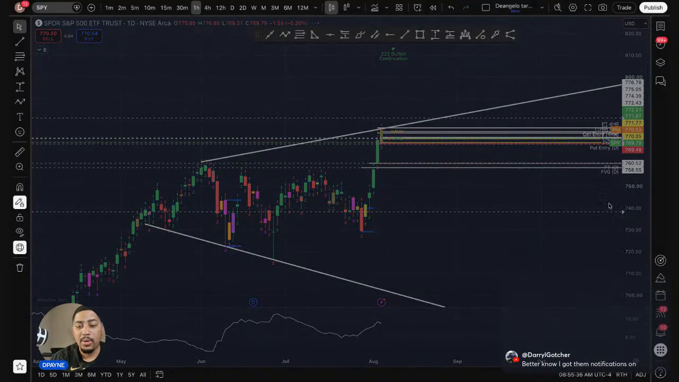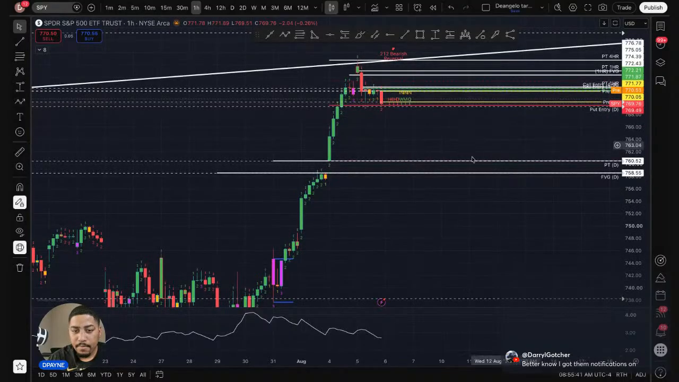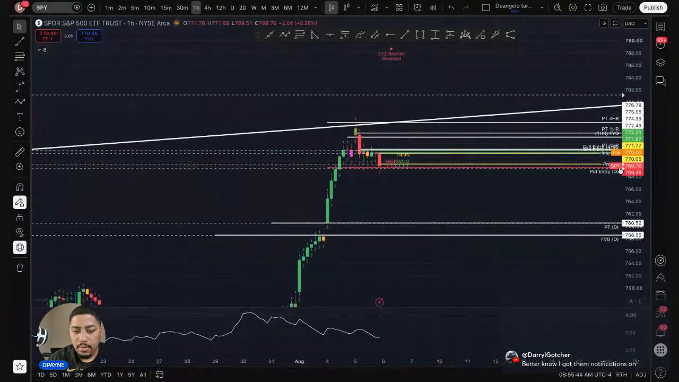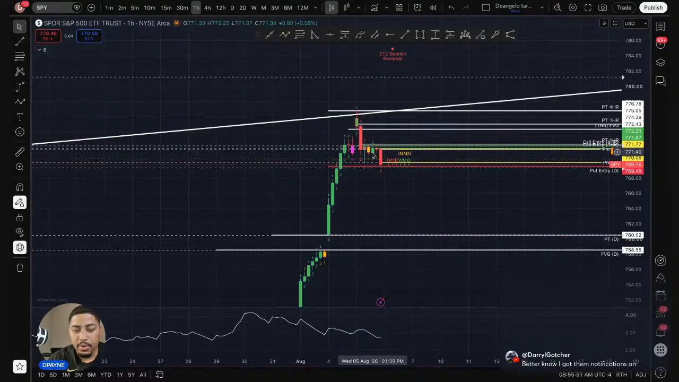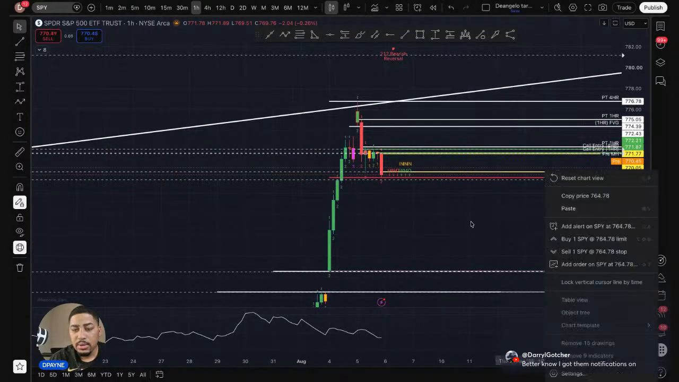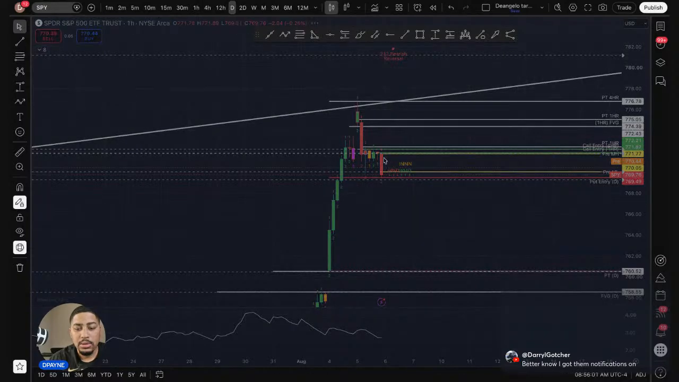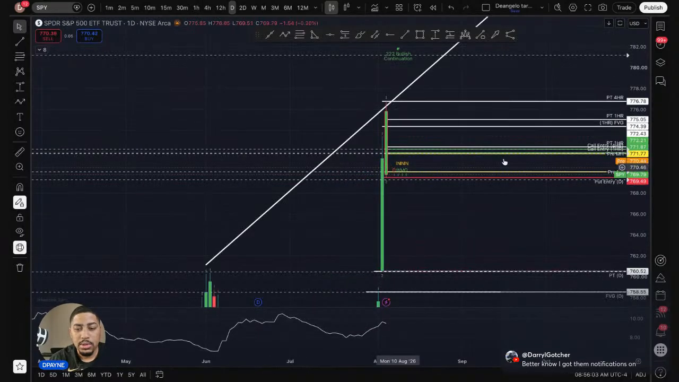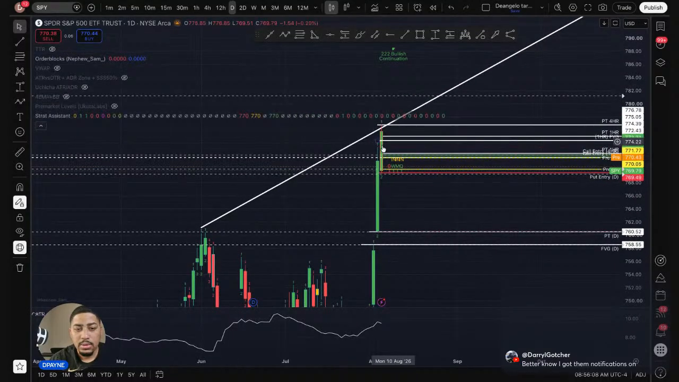Let's go back to the hour. So yeah. This right here was brutal, but these are my levels. So let's do one last thing. Let's go to the daily. So at a daily close, 769.